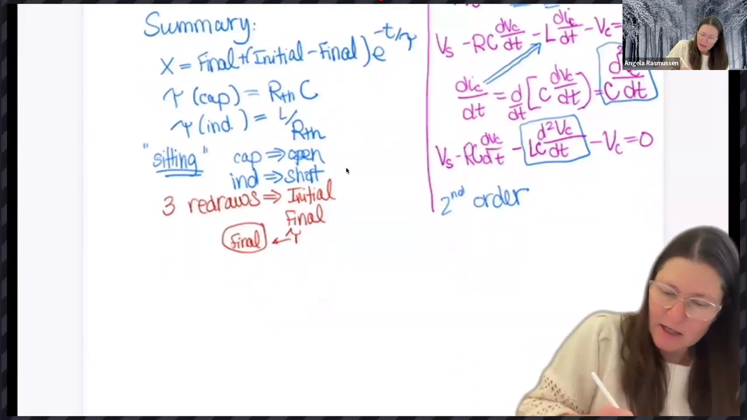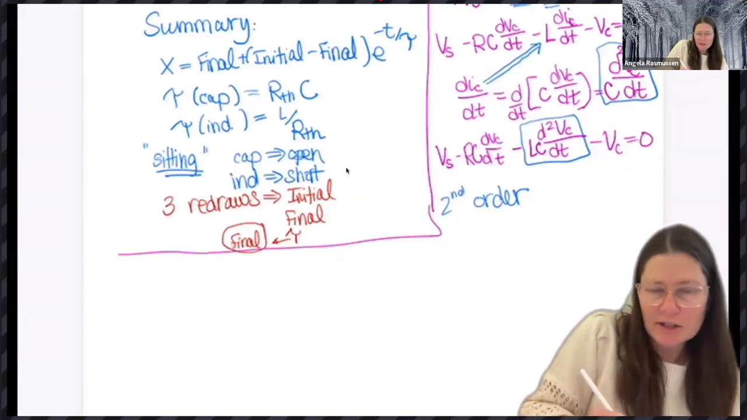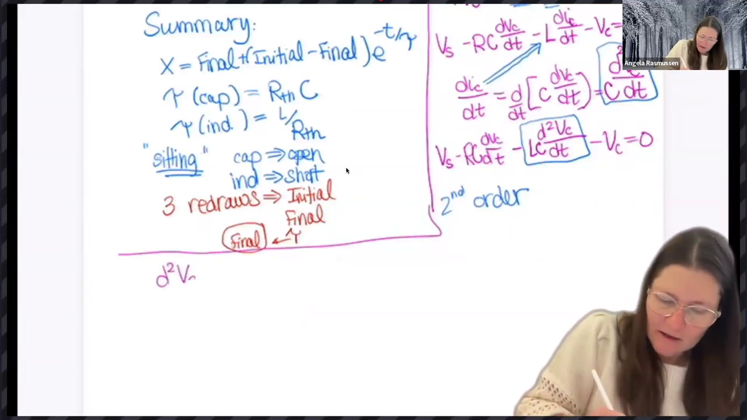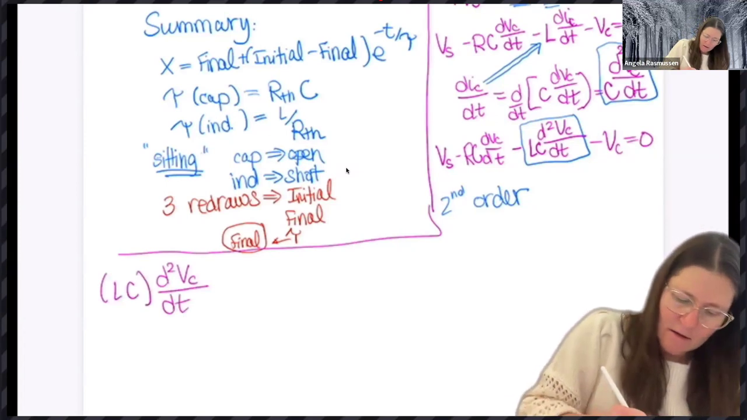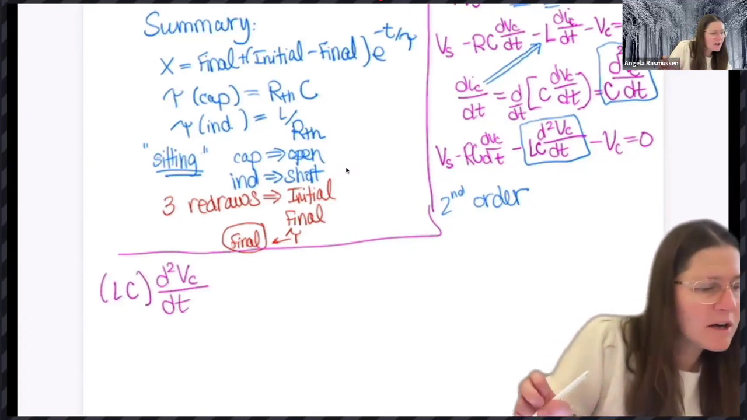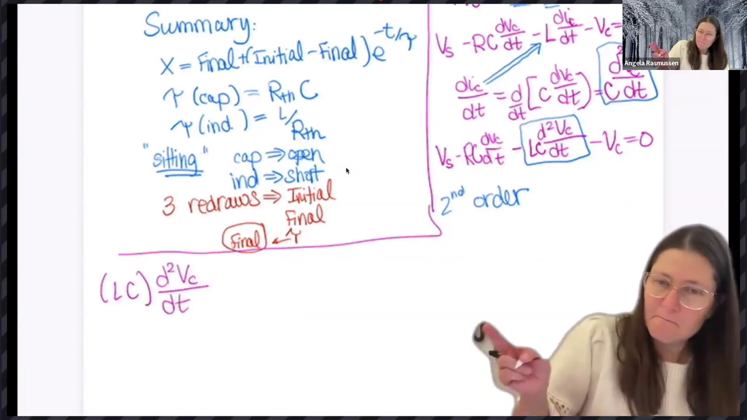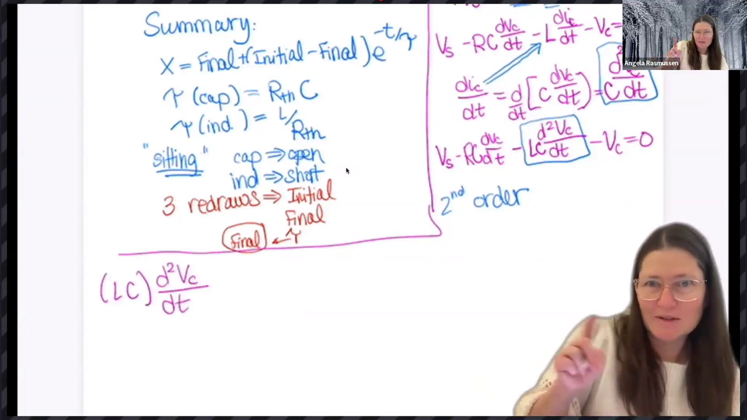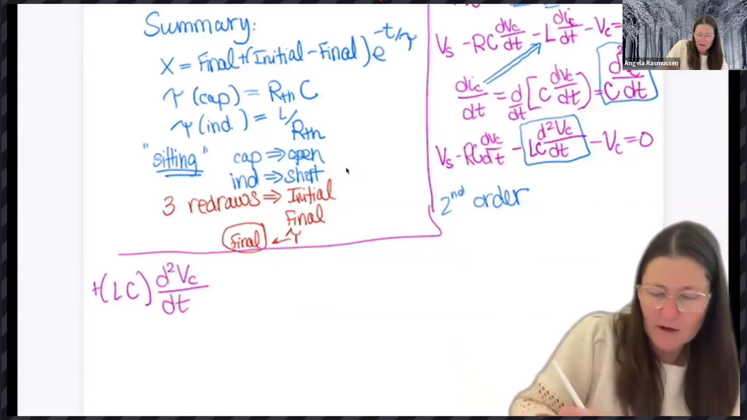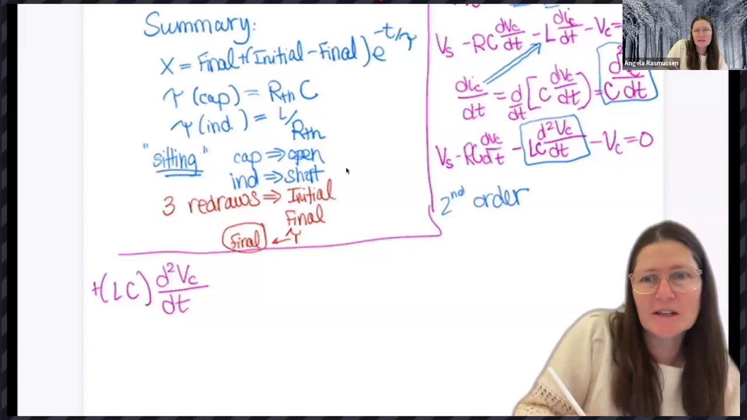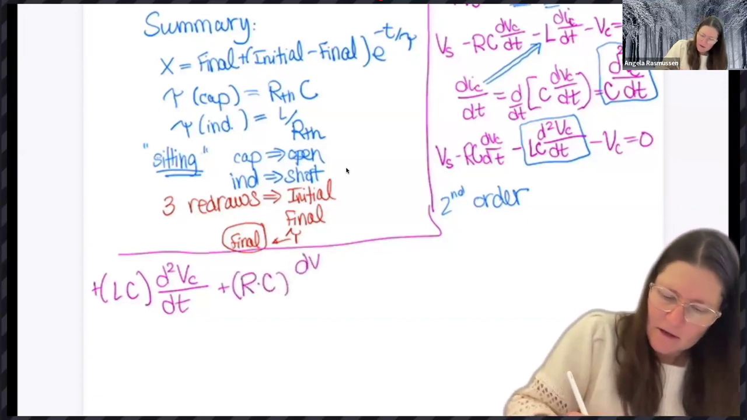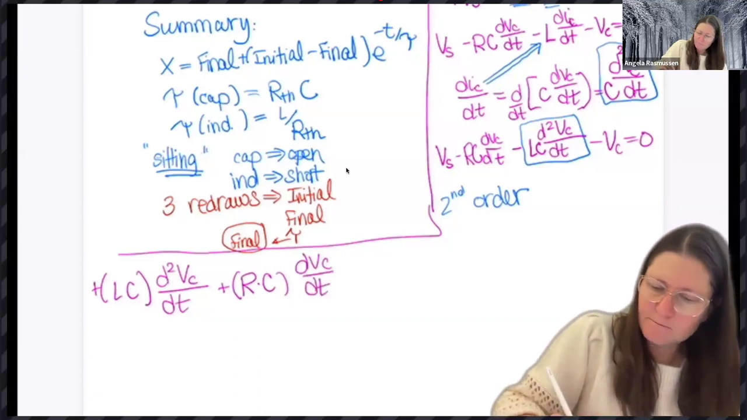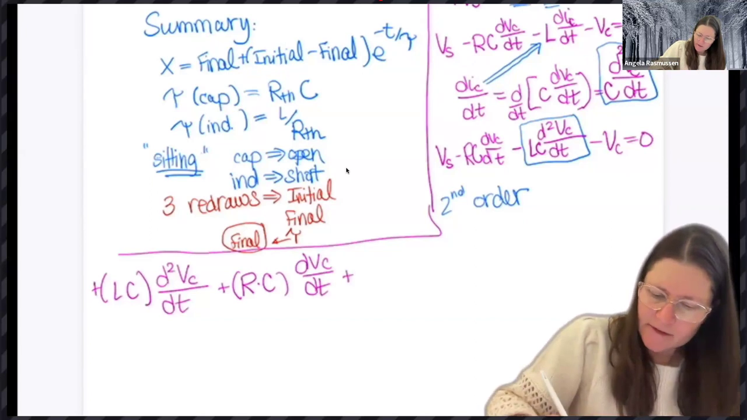All right, so I'm just going to rearrange this and put the second, the squared term. And I'm going to multiply through, minus. I'm going to turn those all to pluses and then the plus to minus. So this will be a positive LC times the second derivative of VC over DT, and then a plus R times C, and then the first derivative of VC, and then a plus VC.